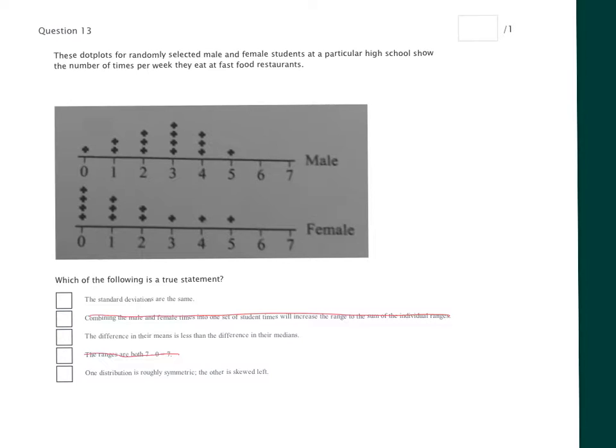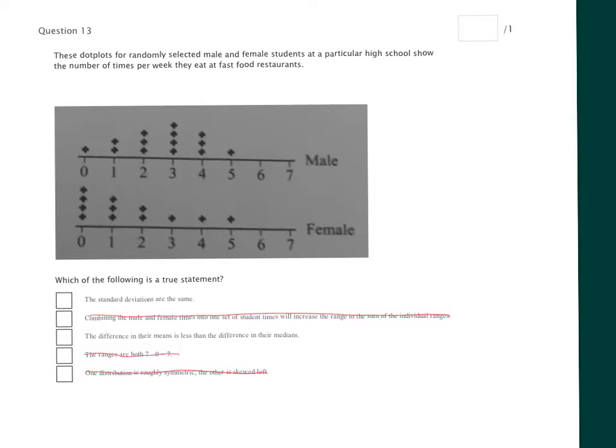One distribution is roughly symmetric and the other one's skewed left. Well, I know the female one is not skewed left. It looks like it's skewed right to me because it has a right tail. So it's definitely not this one. All right, so I've got between these two.